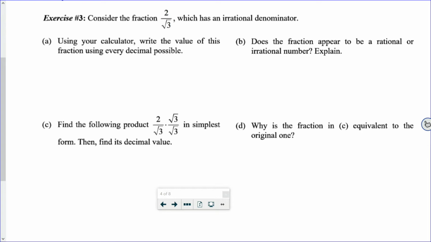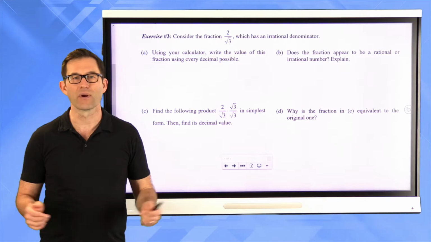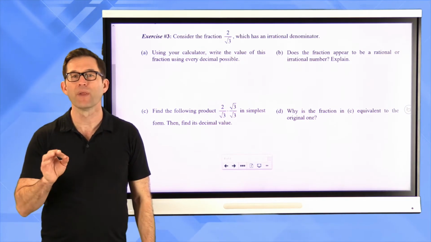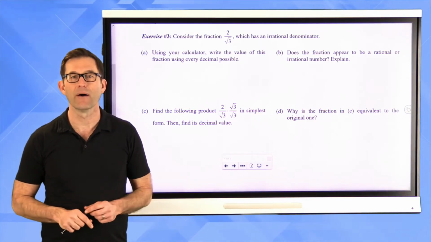Consider the fraction 2 divided by the square root of 3, which has an irrational denominator. Using your calculator, write the value of this fraction using every decimal possible. All right, great. So take your calculator out, do 2 divided by the square root of 3, and see what you get. Pause the video now.